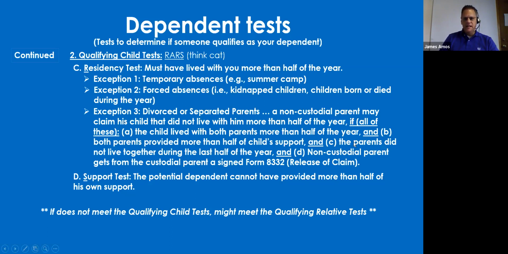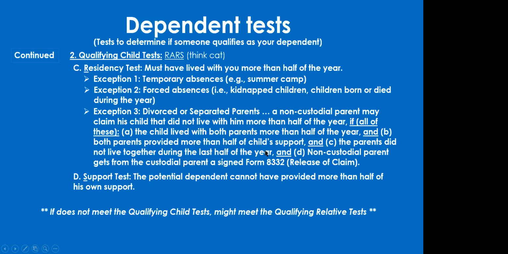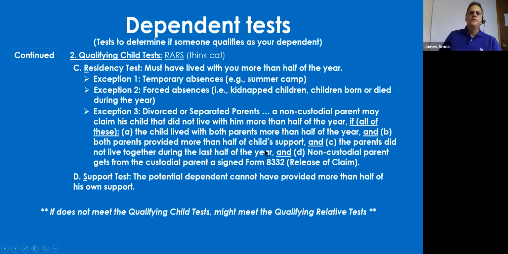And C, the parents did not live together during the last half of the year. Now, this should sound familiar. That part of the test is very similar, but not the same thing as head of household, where you can't have lived together in the last half of the year. And there's one other requirement. The non-custodial parent must get from the custodial parent a signed release of claim form, which is called a Form 8332.